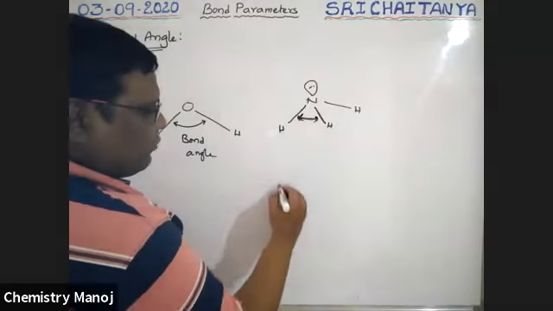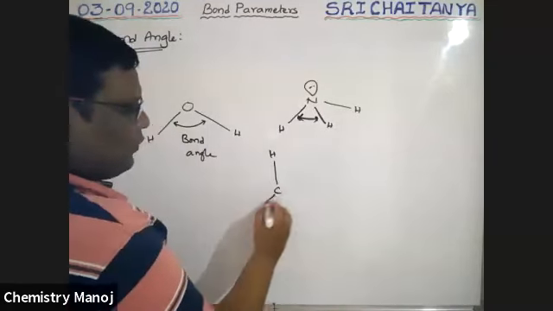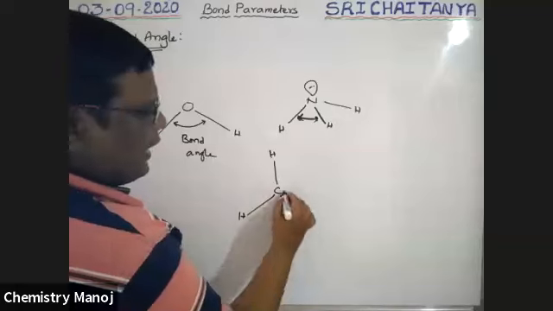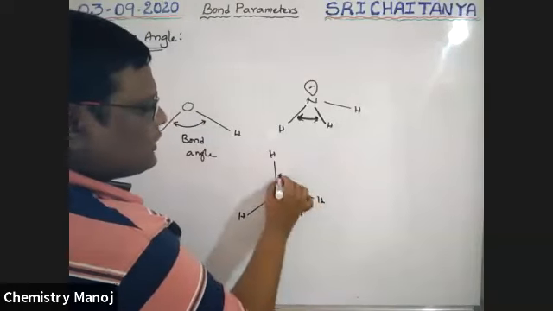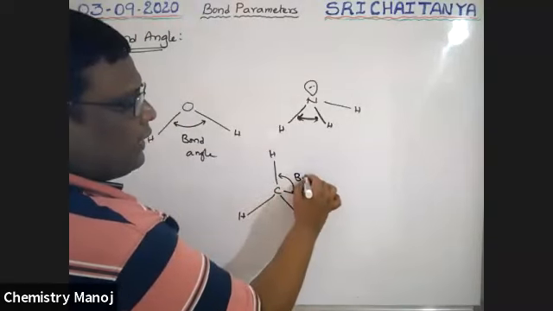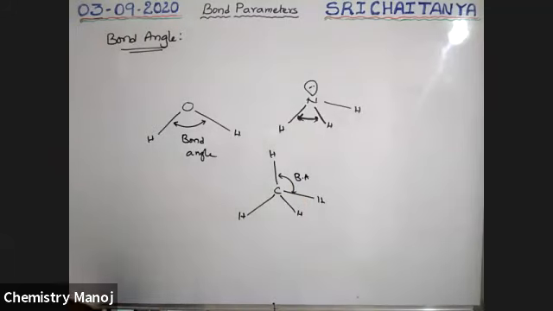Next, methane. There is a carbon with 4 hydrogens. That is a tetrahedral shape. The angle between two bonds at the central atom is the bond angle. What is bond angle?